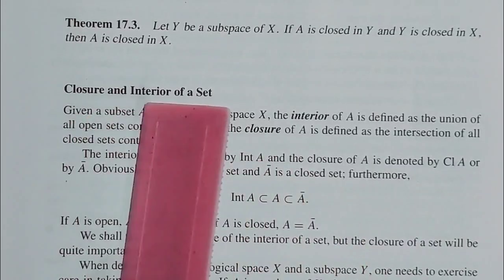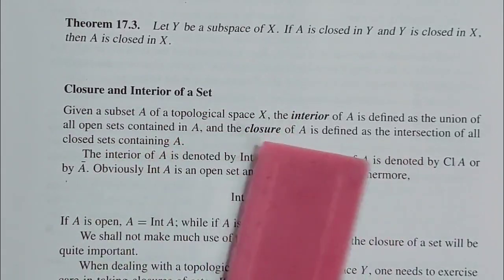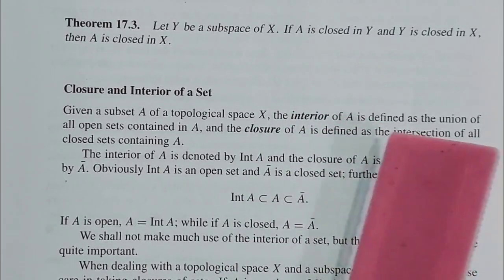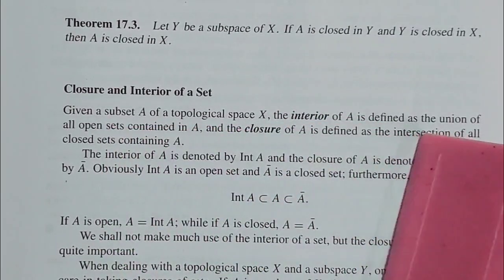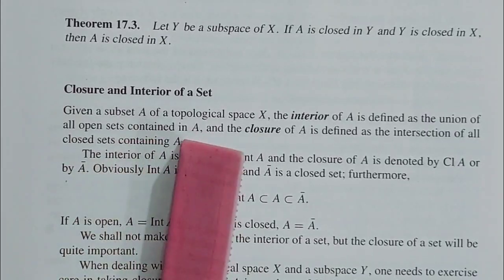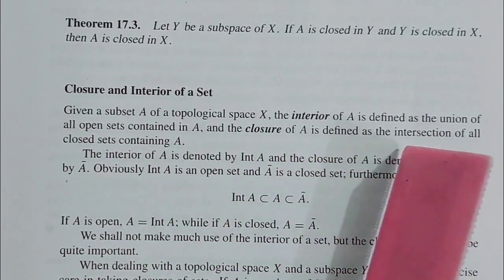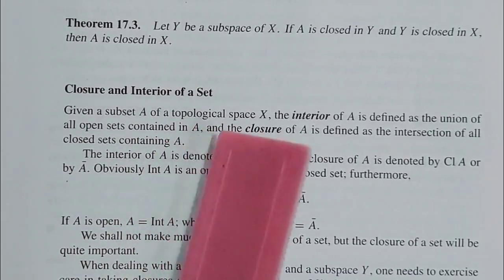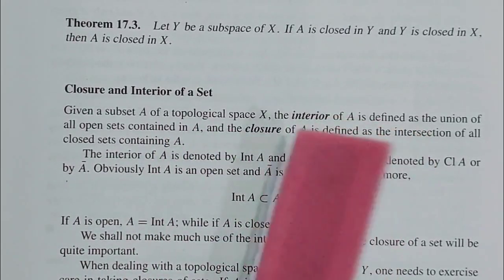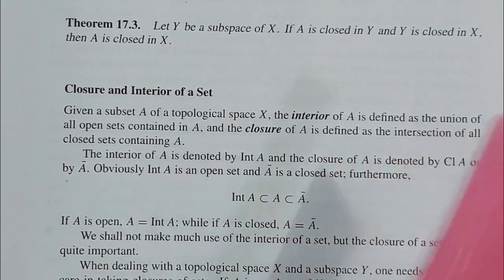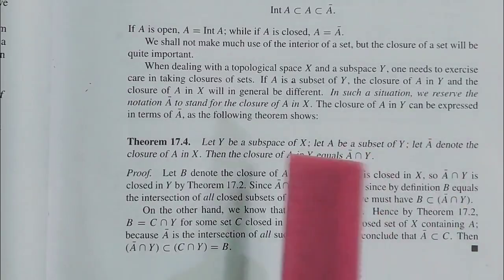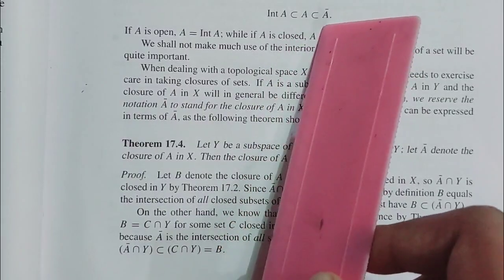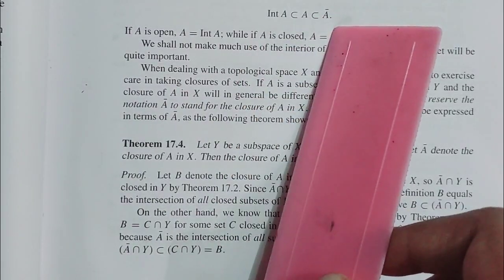Closure and interior of a set. The definition goes like this: for a topological space H, where A is a subset of H, the interior of A is defined as the union of all open sets contained in A, whereas the closure of A is defined as the intersection of all closed sets containing A. So there is a difference, and these two definitions are quite important for problem solving. We know this result: interior of A is contained in A, which is contained in the closure of A. This is quite a trivial thing.